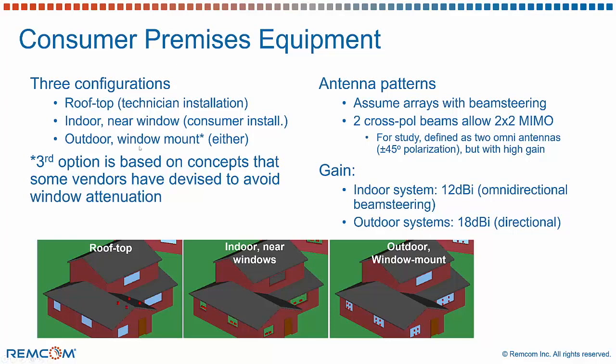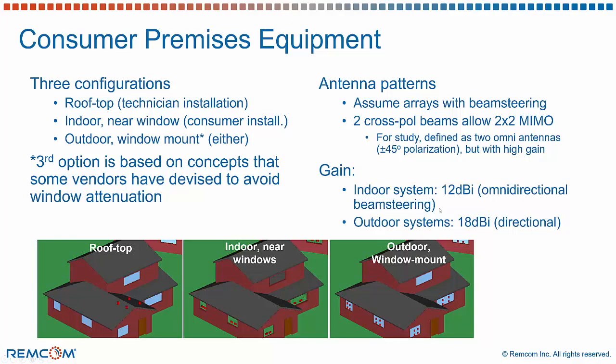This third option is intended to represent some things that we have seen vendors devising as a creative approach to avoiding window attenuation at millimeter waves. So these are units that can be placed on the exterior of a window, and then they can communicate with devices on the interior of the window, which then propagate from there with the Wi-Fi to interior devices.